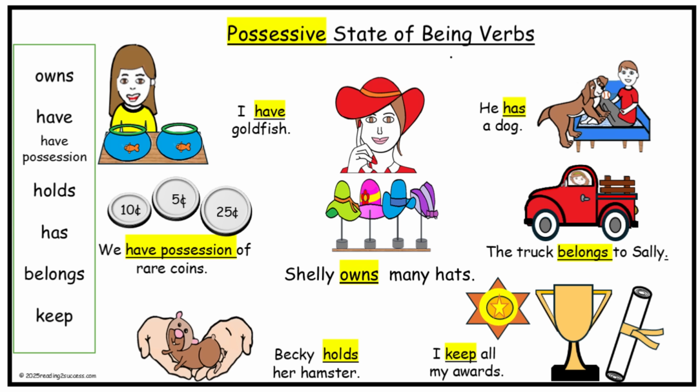Now we introduce possessive state of being verbs. So let's begin with owns. Shelley owns many hats. Then we have. I have goldfish. Next, have possession. We have possession of rare coins. Then we go to holds. Becky holds her hamster. Then he has a dog. Belongs, the truck belongs to Sally. And I keep all my awards.